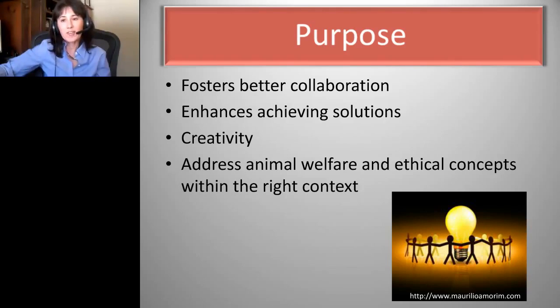It opens the door to a lot of creativity and new ideas, and it's so important for our community, this community especially, because it allows us to better address animal welfare and ethical concepts within the right context. It's important to understand that different cultures have different perspectives on how animals should be handled, how animals should be used, about their status in the society. And that's really important because if we don't understand that, it's really difficult.